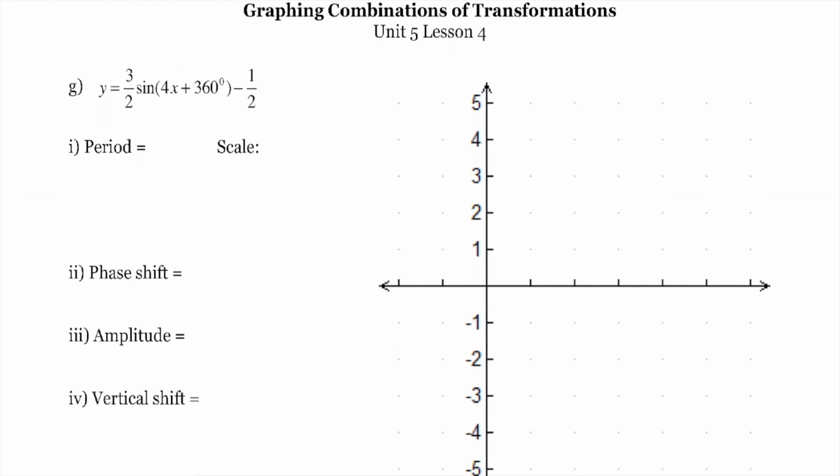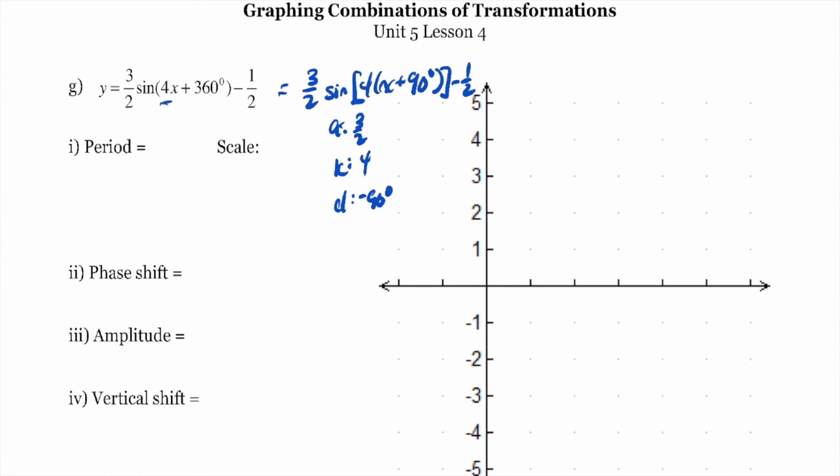This next question. Again, here we have to factor out the k. So this is going to be the same thing as 3/2 sine of 4x plus 360 divided by 4 is 90, minus 1/2. So my A value here is 3/2 or 1.5. K is 4. D is minus 90 degrees. And my C is minus 1/2. So lots of halves in here.